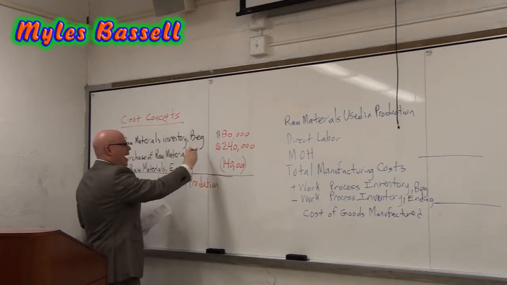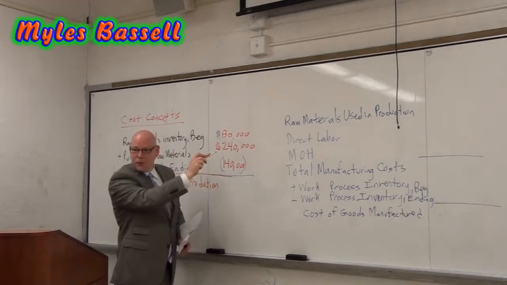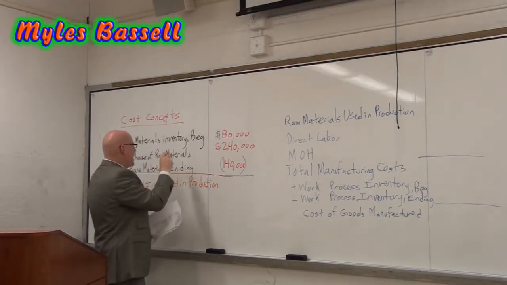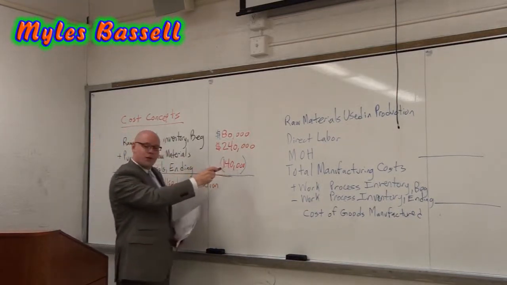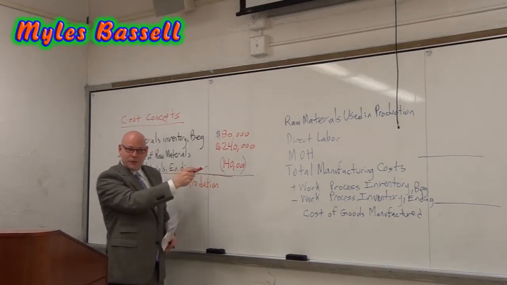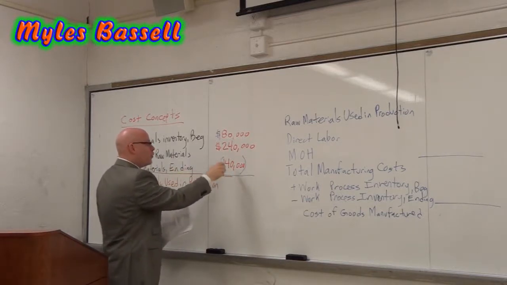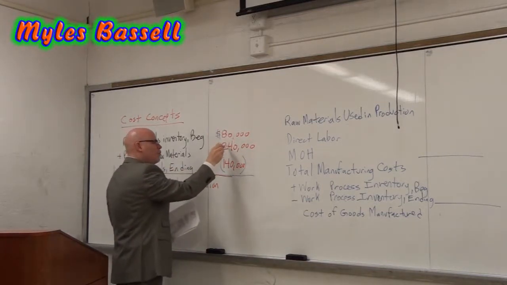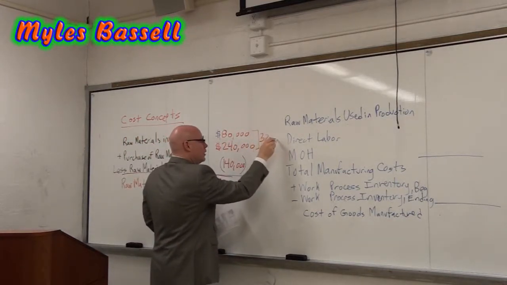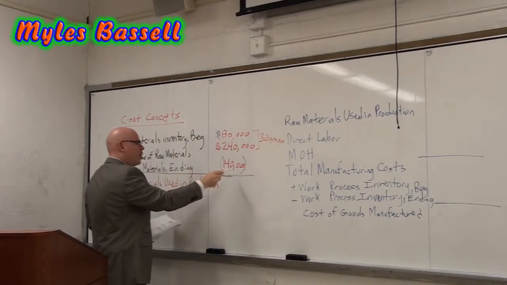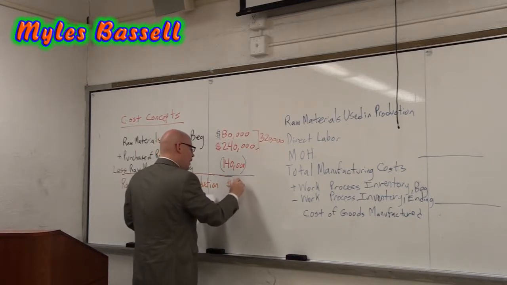So if we had at the beginning 80,000, we bought $240,000 worth of plastic, and at the end of the period we still had $140,000 worth of plastic left. You follow me? We still had $140,000 left. So if we had at the beginning 80, we bought 240, which is 320,000, and at the end of the period we still had 140,000 left, that means that we actually used $180,000.